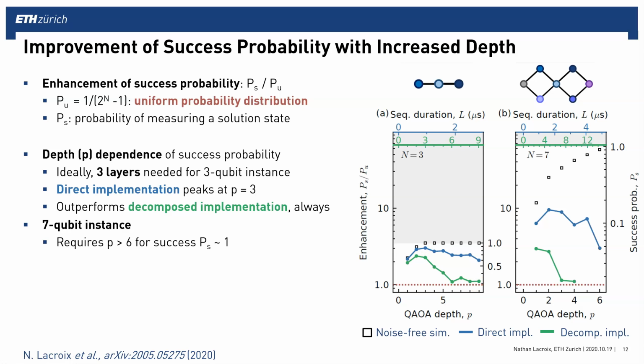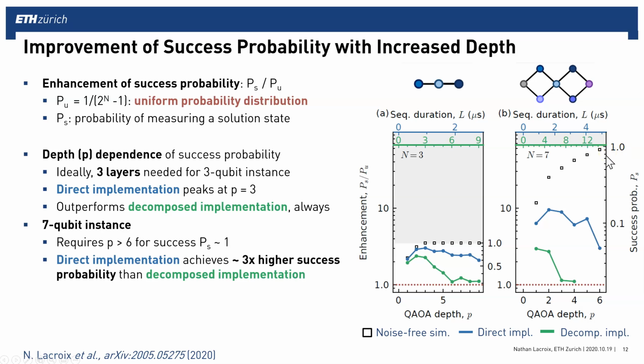For the 7-qubit problem instance, this effect is further amplified because even in the noise-free simulation case, we require more than 6 layers to reach unit success probability, and therefore the direct implementation, which has a much shorter execution time than the decomposed implementation for the same number of layers, can benefit from additional layers, and it thereby achieves a 3 times higher success probability than the decomposed implementation.